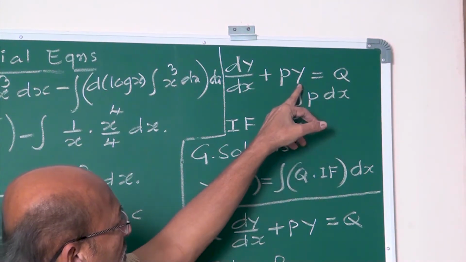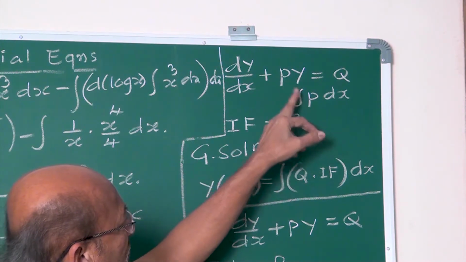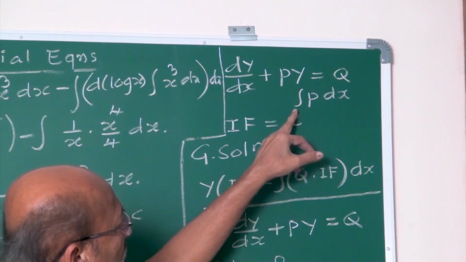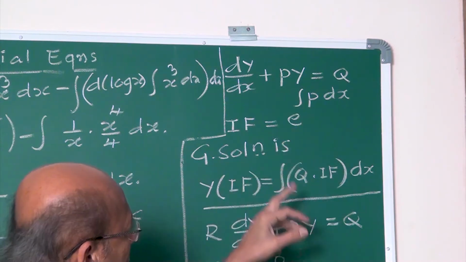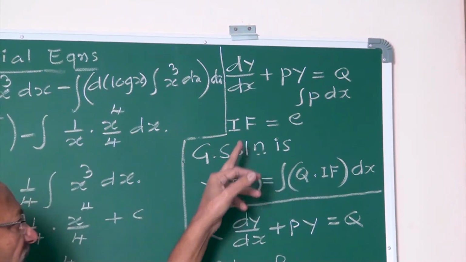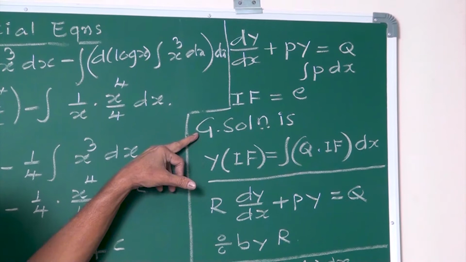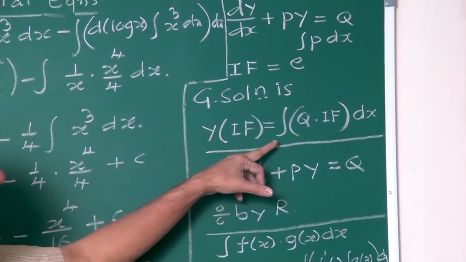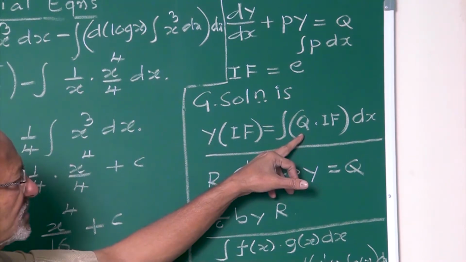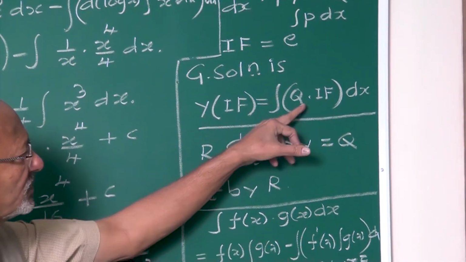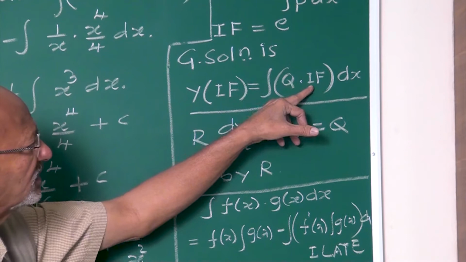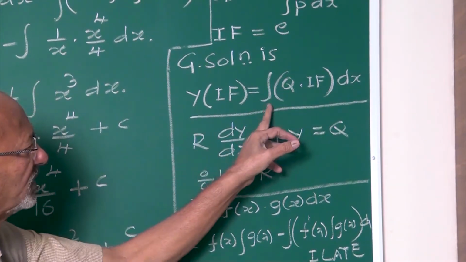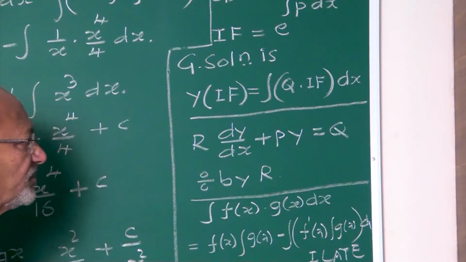What is p? The coefficient of y is p. After finding the integrating factor, the general solution is: dependent variable y into integrating factor equals the integral of RHS q into integrating factor. This product you must integrate with respect to x.